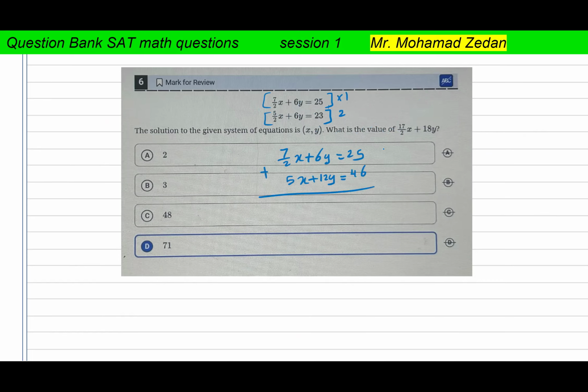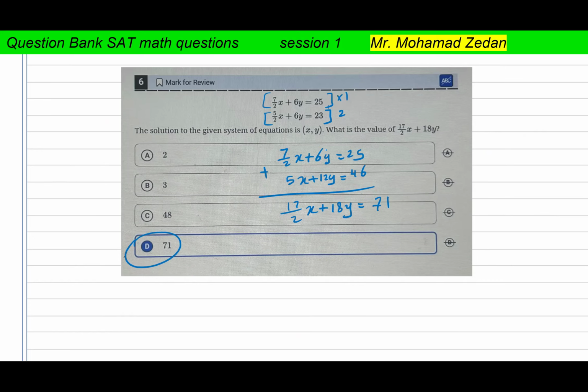Yeah, this sum now is 17 over 2 because this is 10 over 2 plus 7, 17 over 2x. And now 6y plus 12y is 18y. And 25 plus is what? What is 5 plus 6, 11, 71. Yes, answer is 71.